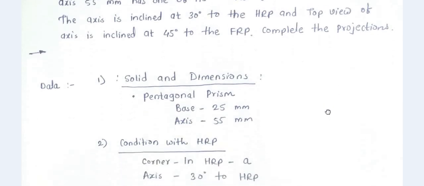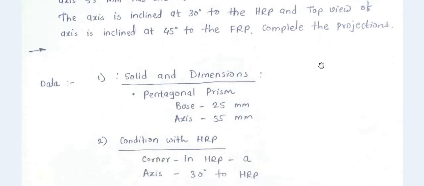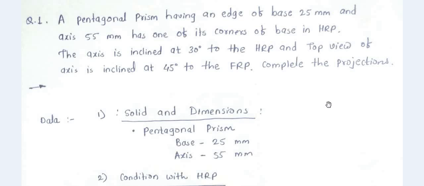Second, the condition with respect to HRP. The condition with respect to HRP would be that thing in the problem which has reference to HRP. Anything related to HRP in the description of the problem will form the condition with respect to HRP. So if you read the problem once again, a pentagonal prism having an edge of base 25 mm and axis 55 mm has one of its corners of base in HRP.